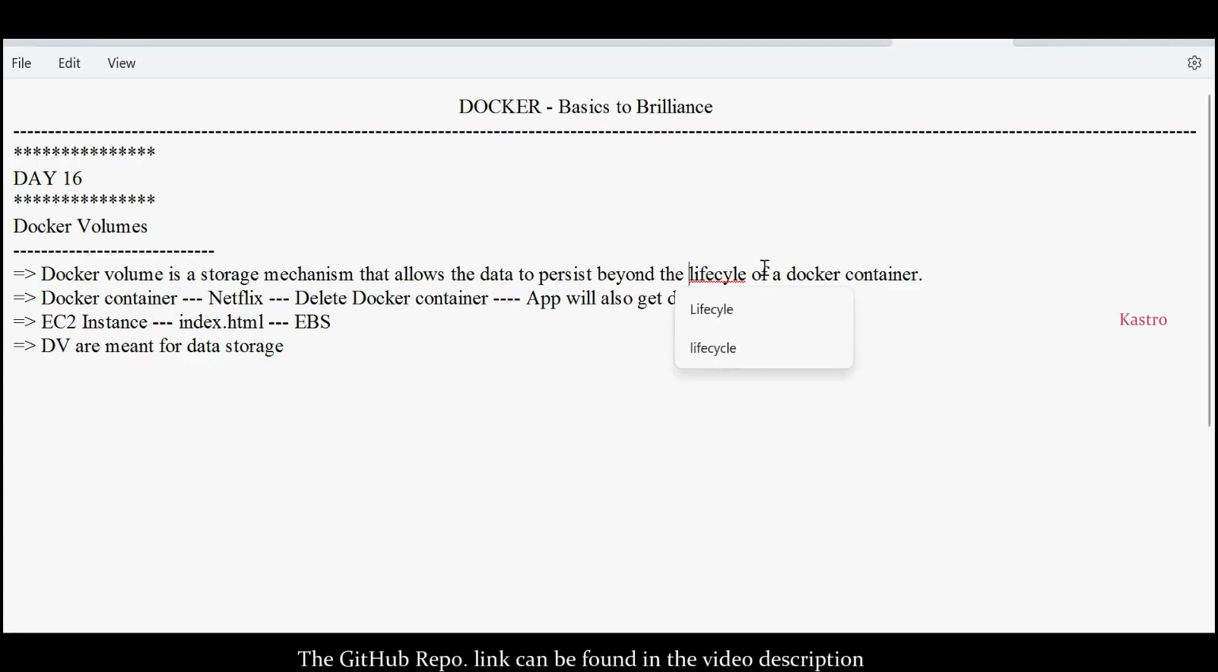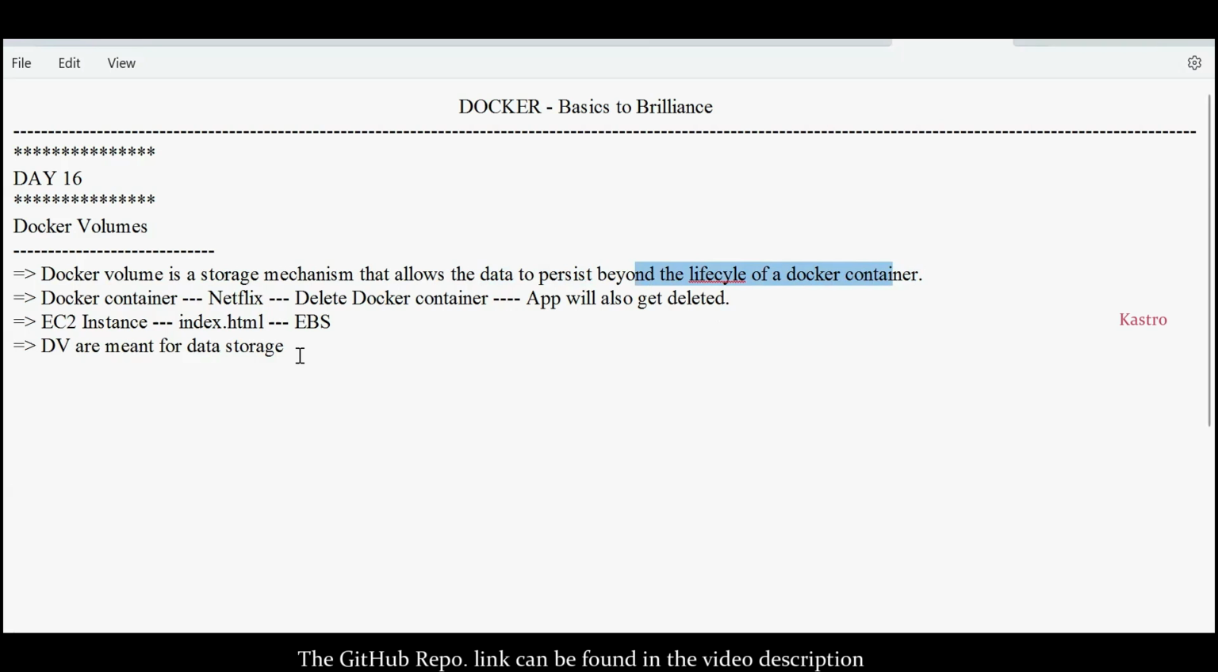Let's say the life cycle of the Docker container has terminated. That means the Docker container has been deleted, and its life cycle has ended. Even if the Docker container has ended or been deleted, my data will still be available. Data persists beyond the life cycle of a Docker container. That is where we use the concept of Docker volumes.